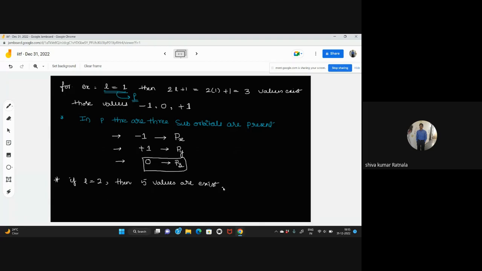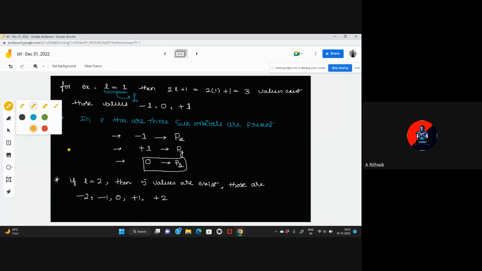What are the 5? Those are minus 2, minus 1, 0, plus 1, plus 2. Sir, that means the negative numbers and the positive numbers will be equal, sir. It is just notation, and it's not equal. It's notation only.